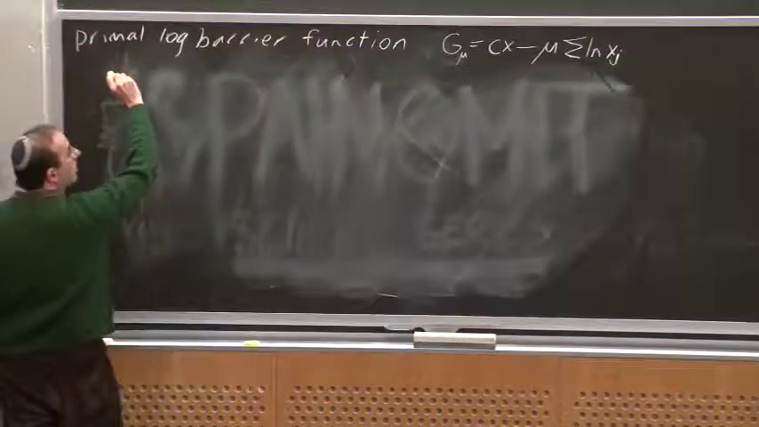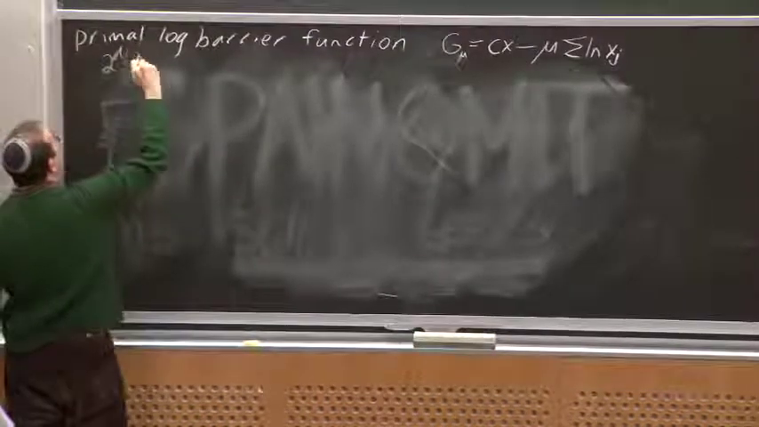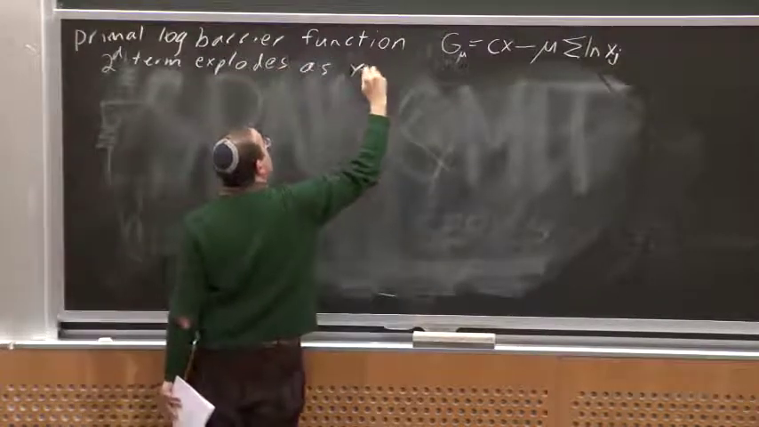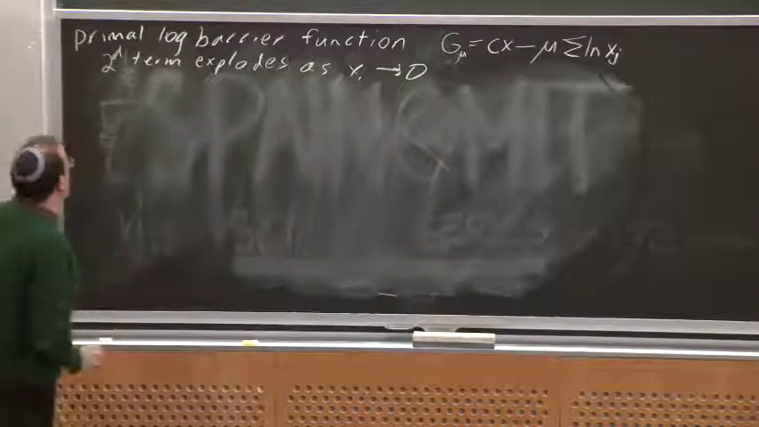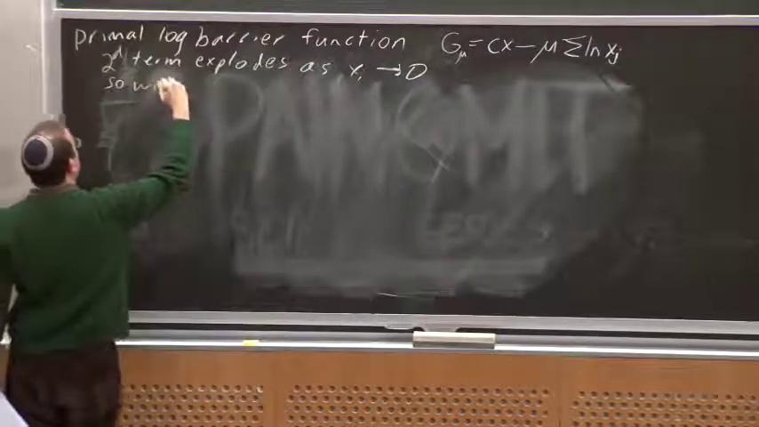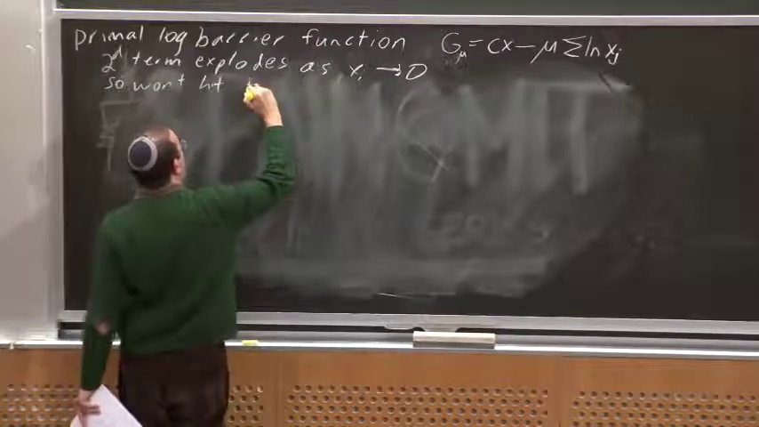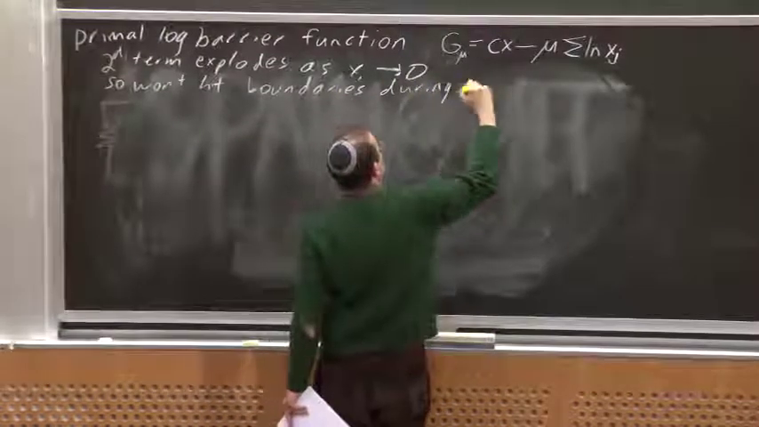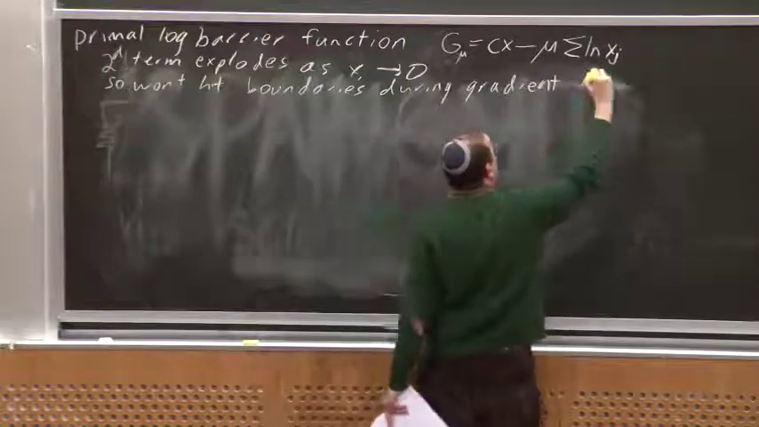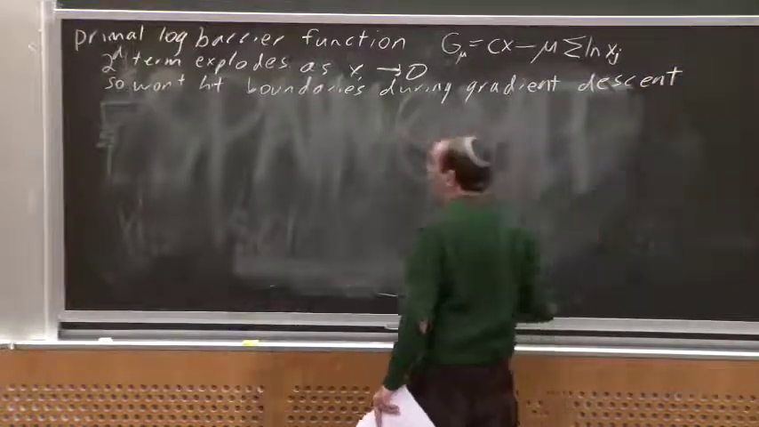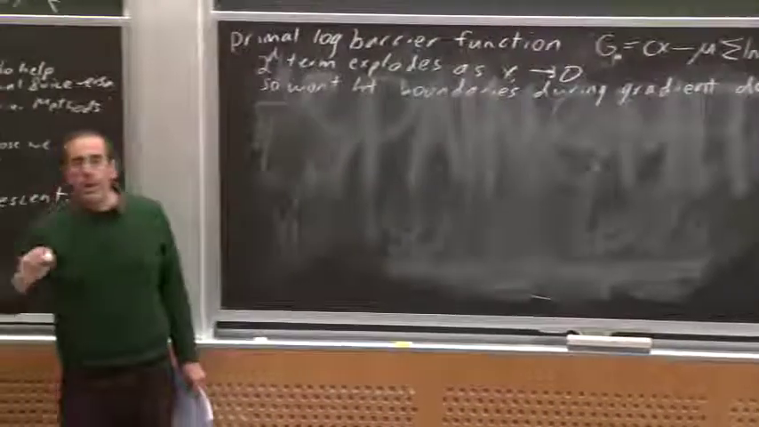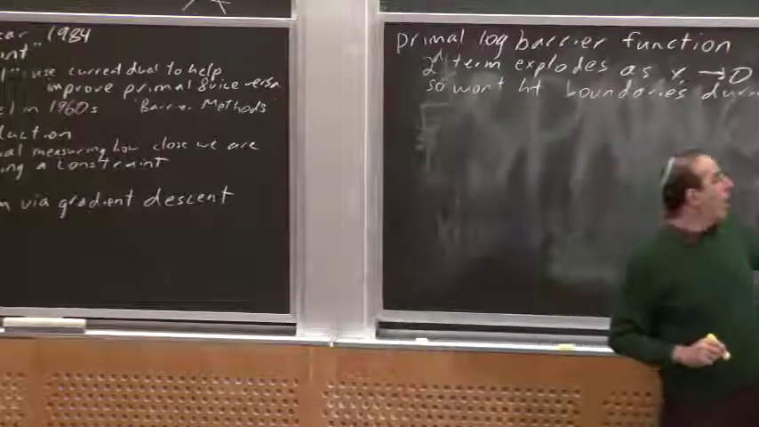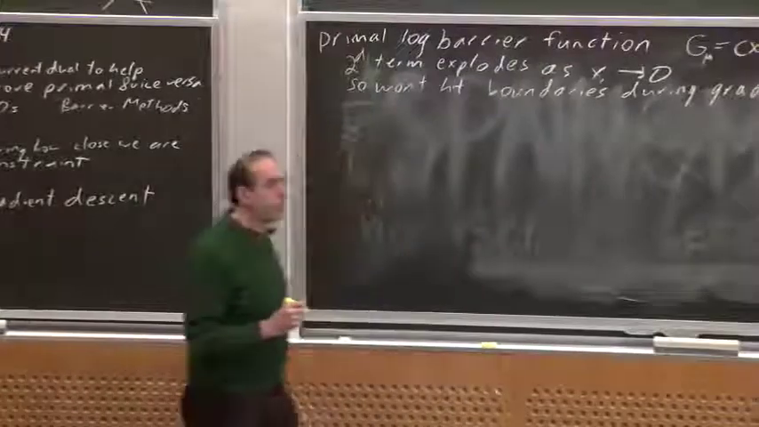let me catch up on the writing. The second term explodes as xi goes to 0. So you won't hit the boundaries during gradient descent. Oh, I didn't state it, but we probably all assumed together that I'm looking at a standard form linear program, right? Ax equals b, x greater than or equal to 0. So all of my constraints are here in this log of xj term. Okay.